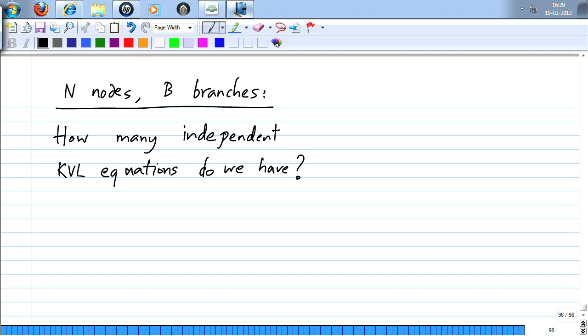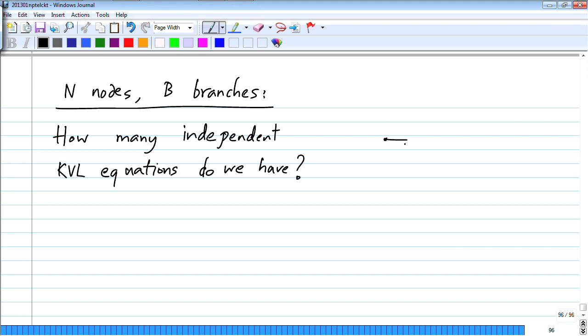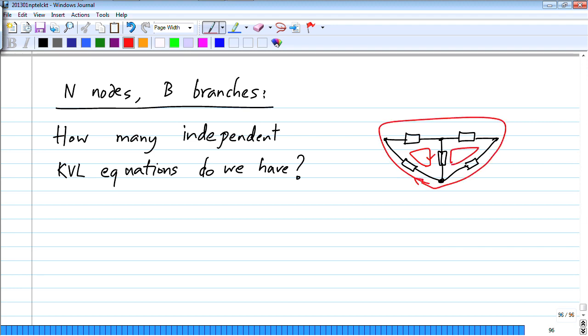That is, you write KVL around every loop and you have to identify the independent loops. So how many independent KVL equations do we have? There are lots of loops, but we have to identify independent loops. For instance, I'll take the same simple circuit I had before. Now I have a loop here, I have a loop here, and I have a loop here. Okay, so how many would I have?